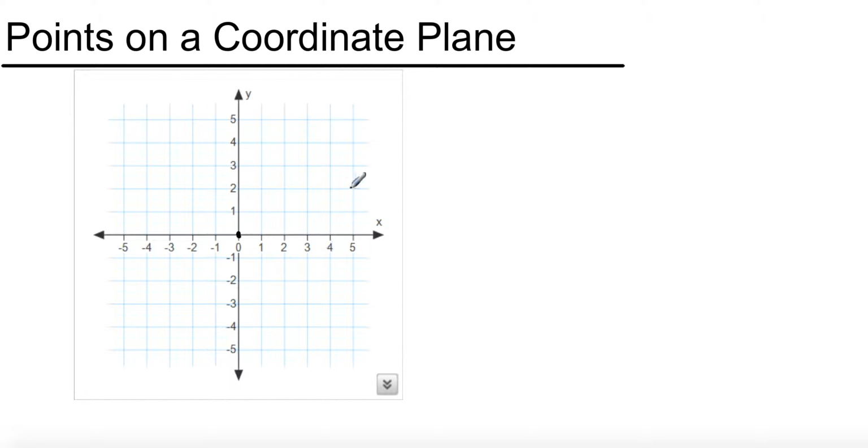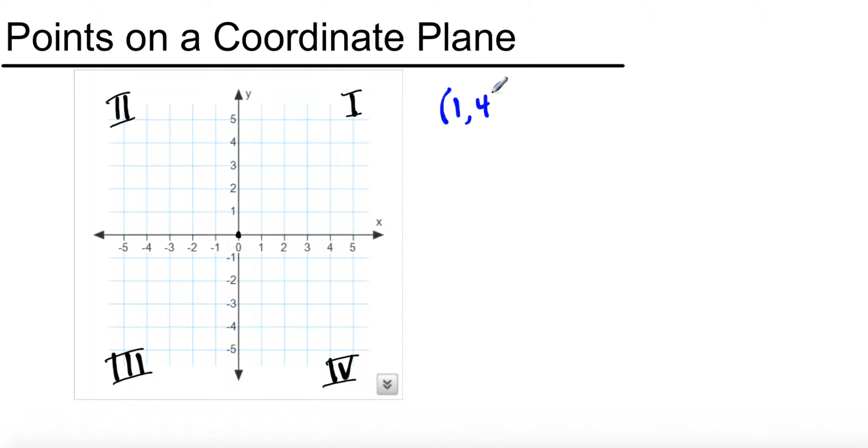And the axes divide the plane into 4 quadrants. We label these quadrants counterclockwise. This is quadrant 1, quadrant 2, quadrant 3, and this is quadrant 4. And on the x-axis, you can see the numbers to the right of 0 are positive, the numbers to the left of 0 are negative, and for the y-axis, the numbers above 0 are positive, and the numbers below 0 are negative.